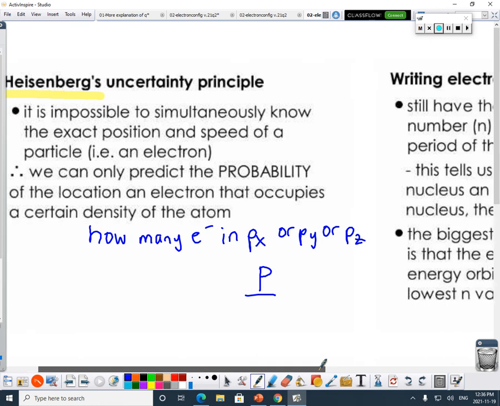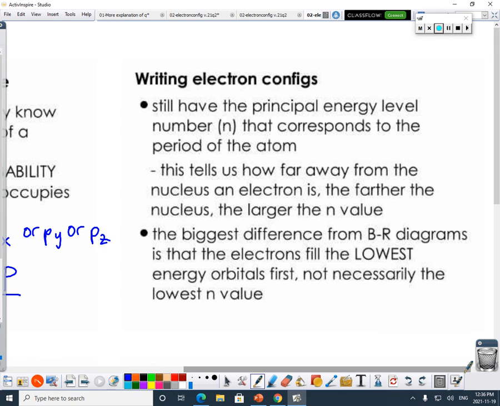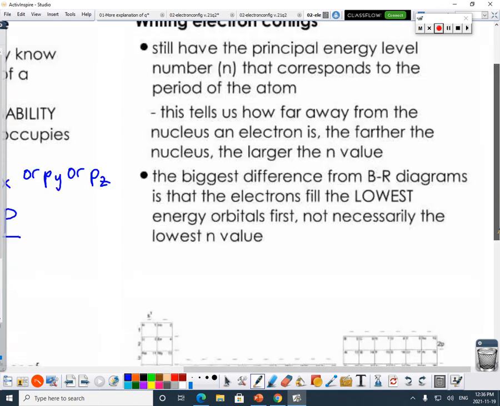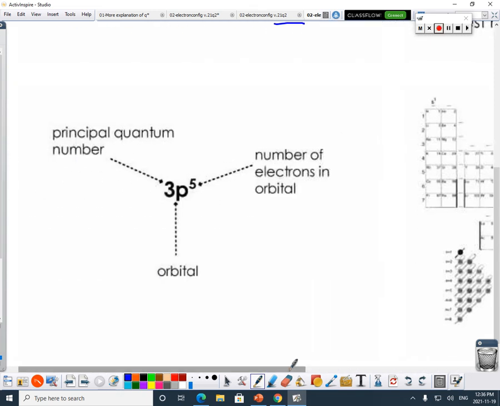Okay? So here's this now in your note, right? We're still going to use the big number. So actually, let's do this first. Eventually, what we're going to do is make something that looks like this. So we still have the principal quantum number. We're going to say where the shape is. And then we're going to say how many electrons are in the orbital. And all you're going to do is count, okay? So the pattern is going to be very similar.